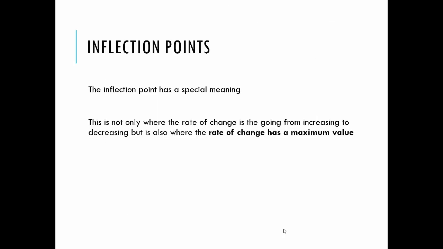So we talked about critical points having a special meaning: it's where the function goes flat, where your slope is 0, but it also helps you see where a maximum or a minimum would be. Well, inflection points have a special meaning. This is not only where the rate of change is going from increasing to decreasing, it's also where the rate of change, the slope, has a maximum value.